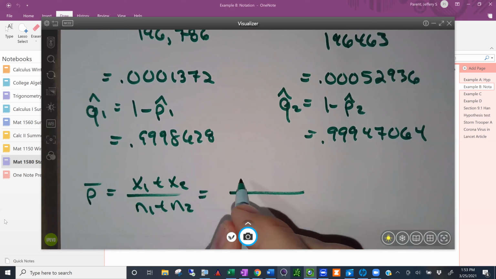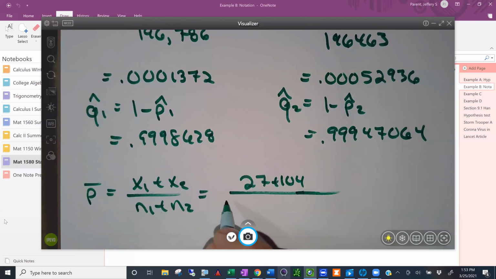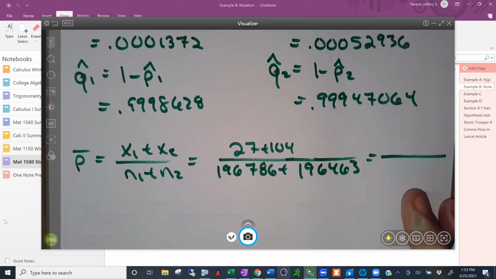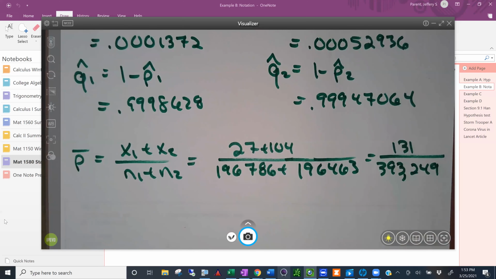And so for this case, it's 27 plus 104 divided by 196,786 plus 196,463. That gives a total of, excuse me, 131 over 393,249. There we go. So even the average is still pretty small.